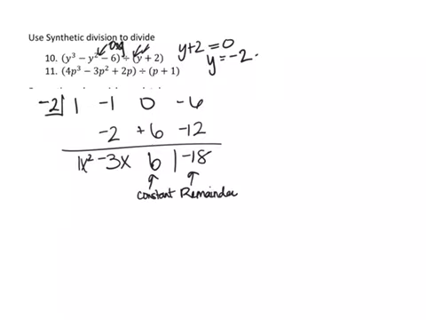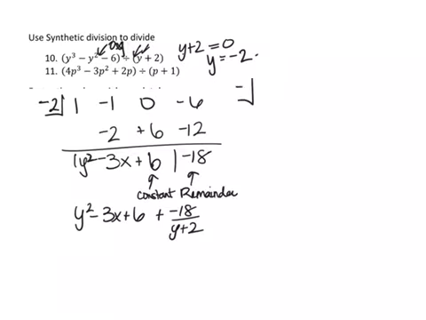It should always be 1 degree lower if we're dividing by y, because essentially we're dividing y cubed by y. So our answer should start with y's, not x's. It's a habit. 1y squared minus 3y plus 6, plus negative 18 over y plus 2, or remainder negative 18. And number 11, we're going to put in negative 1.